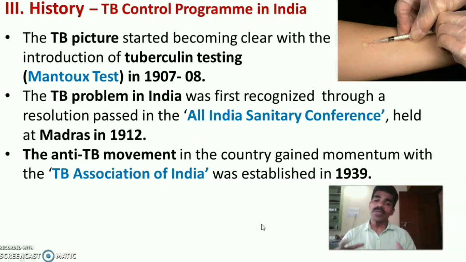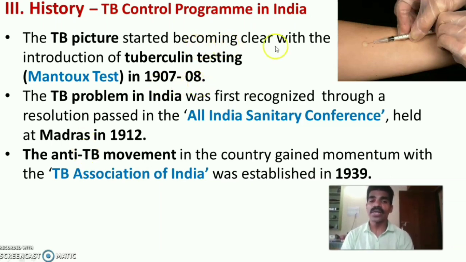Then the TB problem in India was first recognized by the All India Sanitary Conference, which was held at Madras in 1912. Later, in 1939, with the establishment of the TB Association of India, the Government of India started anti-TB programs and movements.